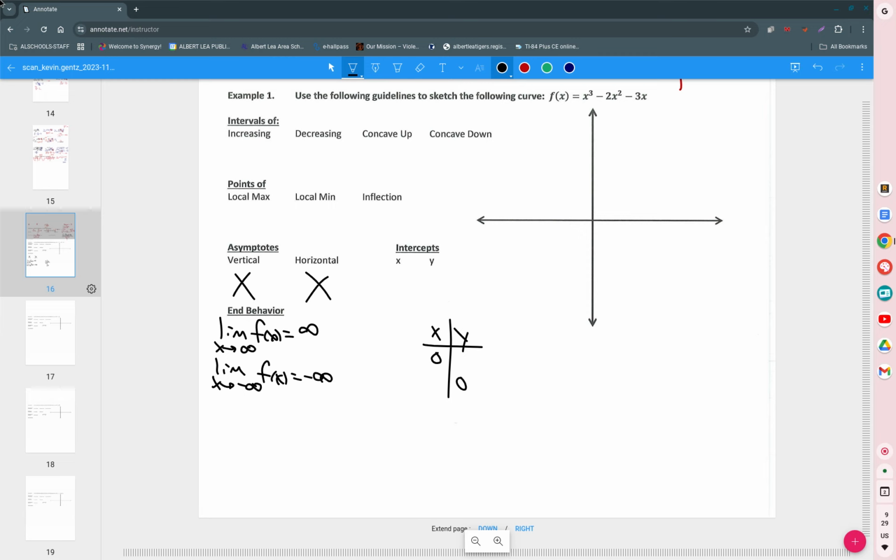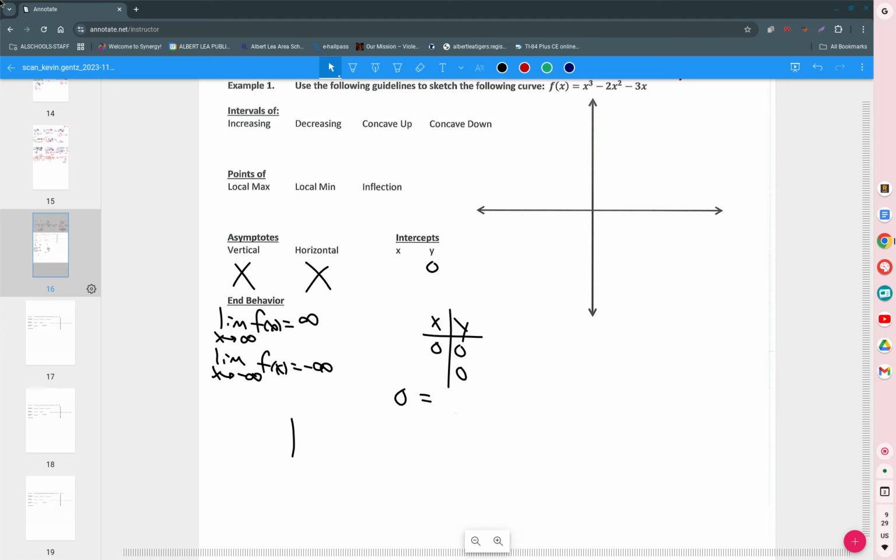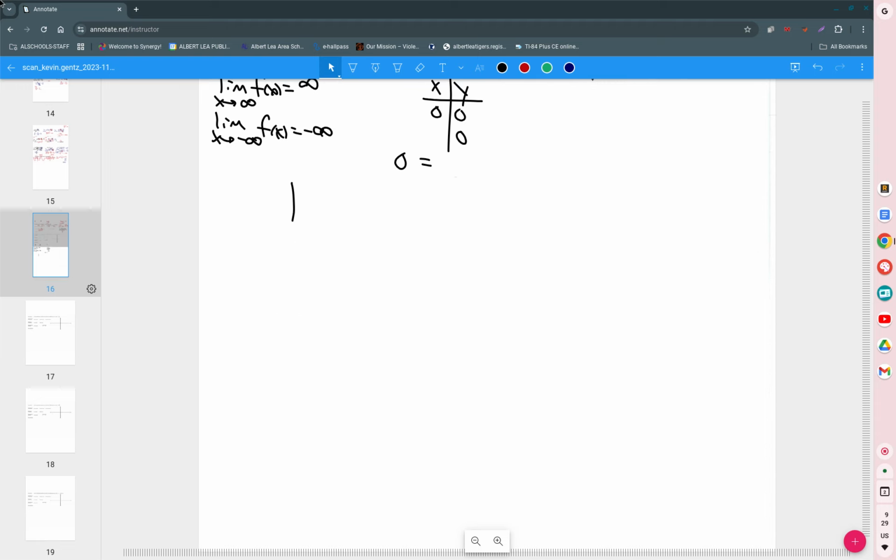Notice that if I plug in 0 for x, I get 0 for y. So that means it has a y-intercept of 0. Now I'll plug in 0 for y. So I have 0 is equal to x cubed minus 2x squared minus 3x.